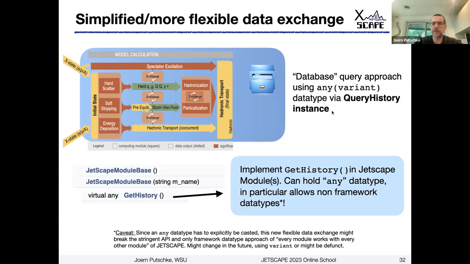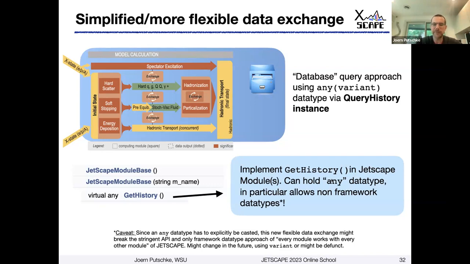So we implemented a query history instance, which uses a new C++17 data type, any, where you can basically ask this instance to get particular information from any module. And the only thing we added is that every JETSCAPE module now has a function you can override, which is called getHistory. And in this getHistory, in any JETSCAPE module, you can hold any data type. And in particular, at this moment in time, you can easily use non-framework data types, which was not permitted and envisioned in JETSCAPE.